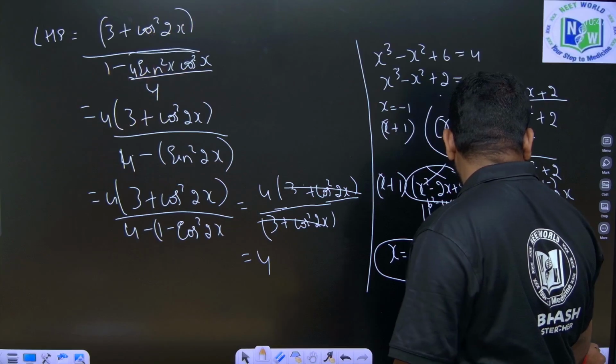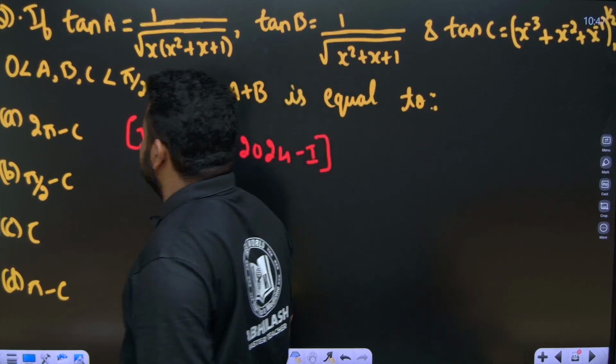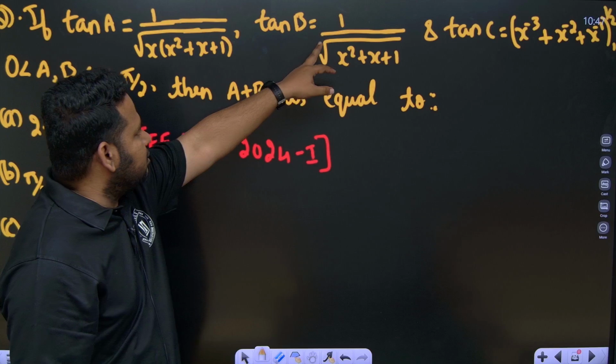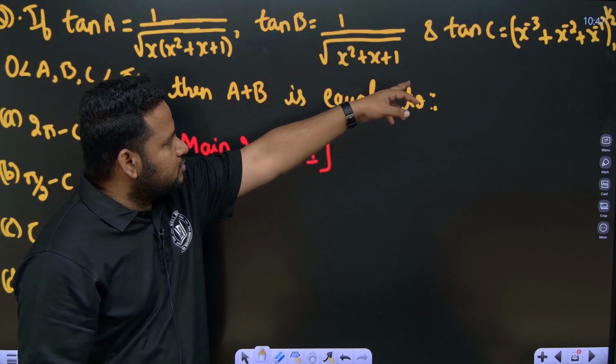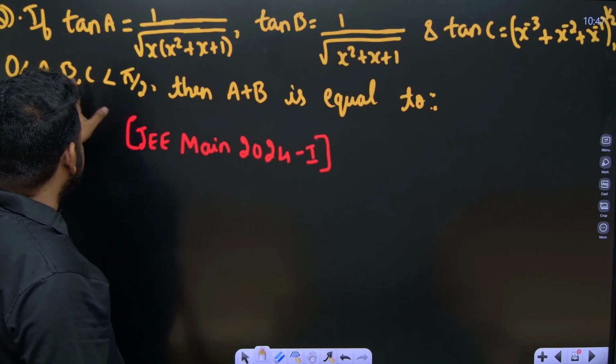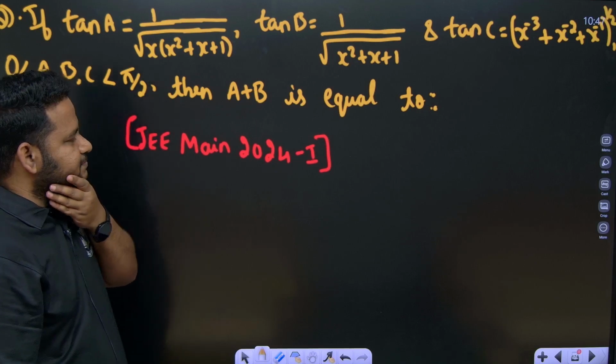It is a little calculative, but it is simple only. Okay, you can solve this. Next one, they are telling, if tan a is equal to 1 by something, tan b is equal to 1 by square root of something, tan c is equal to that one, where a, b, c are greater than 0 but less than pi by 2, then a plus b is equal to what?